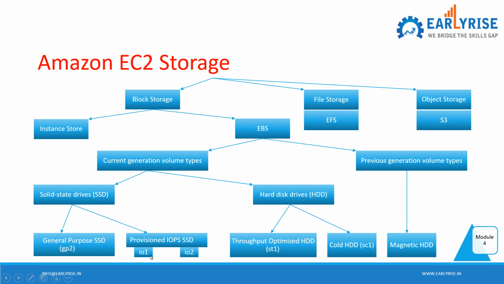So provisioned IOPS, IO1, IO2. What will this be used for? The provisioned one. Any idea? Which one will be faster, general purpose or provisioned IOPS? Provisioned. This provisioned one will give you very high performance. This provisioned IO1, IO2 will give you the highest performance. So you know about latency, right? What is latency?